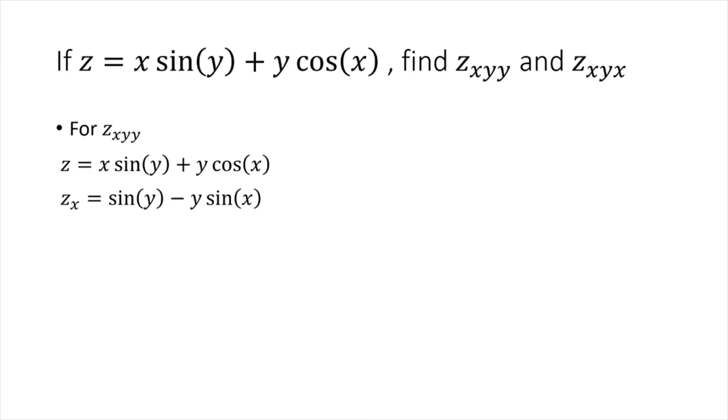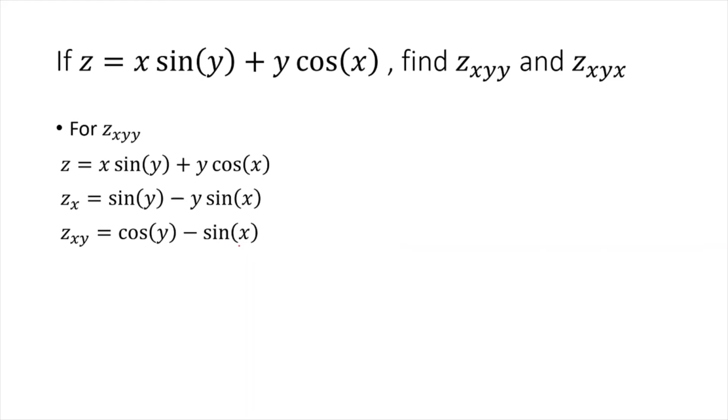Now, second partial derivative of z with respect to x and then y. So from the first partial derivative of z with respect to x, we now differentiate with respect to y. Alright? So first term, we have sine y. Derivative with respect to y is cosine. Okay. And then second term, we are now differentiating with respect to y. So x is constant, right? So we have here derivative of y with respect to y is 1. So 1 times sine of x.